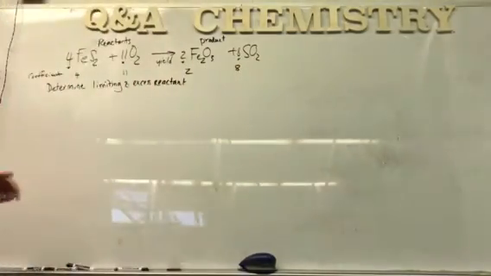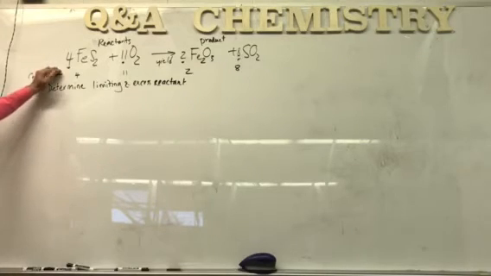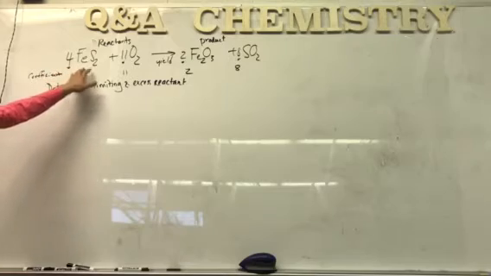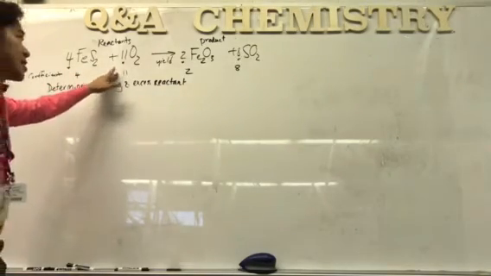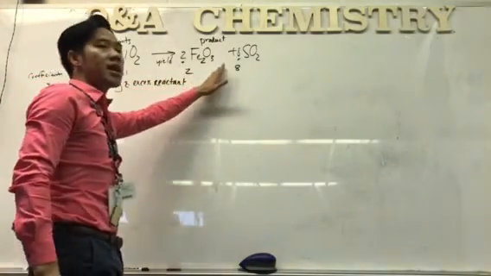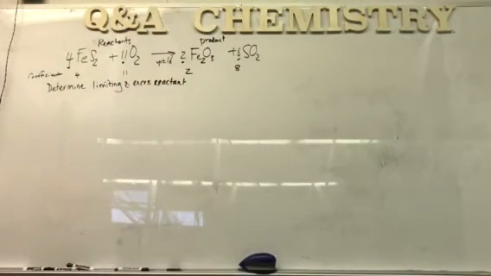So basically, we're going to have to interpret what this equation is telling you right now. This one means that 4 moles of iron sulfide reacts with how many moles? 11 moles of oxygen gas. And it gives you a product of 2 moles of iron oxide and 8 moles of sulfur dioxide.